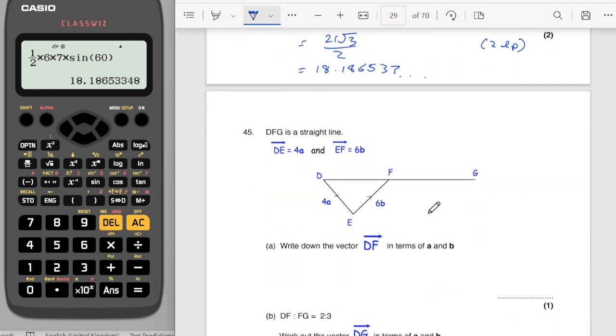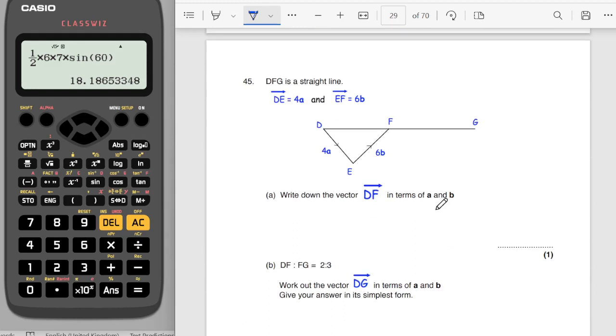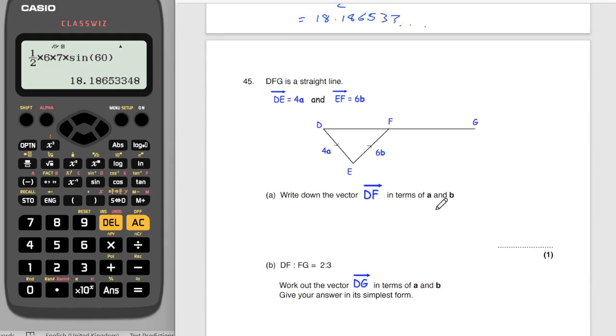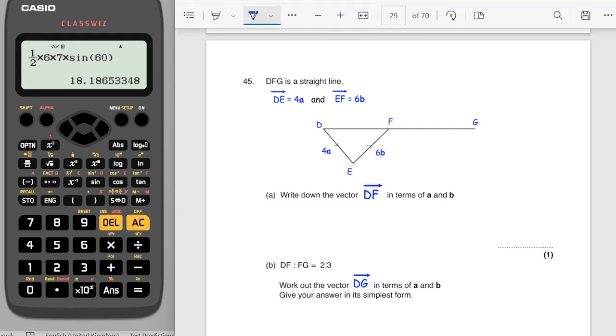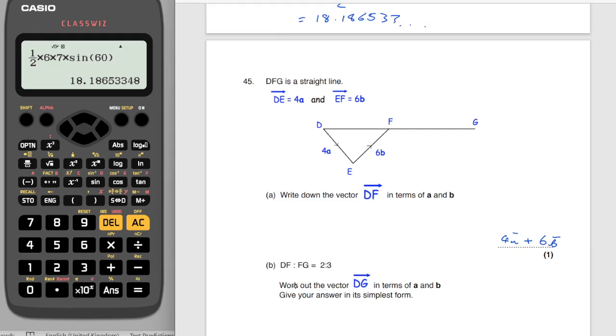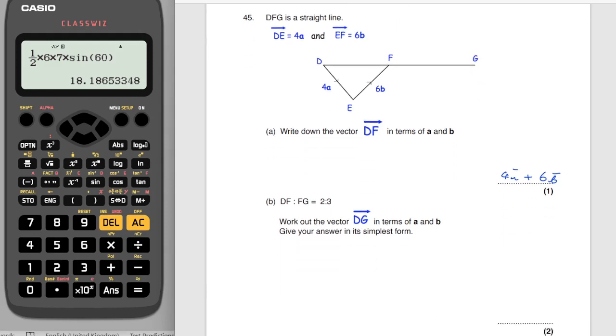Okay then, and 45, DFG is a straight line. We're told DE is 4A and EF is 6B. Write down the vector of D to F. So D to F is going to be equal to 4A plus 6B. And then you're told D to F and F to G are in the ratio of 2 to 3. Work out the vector of D to G.